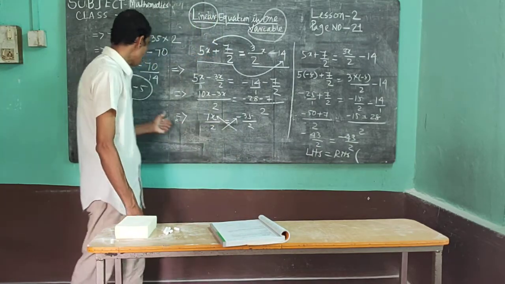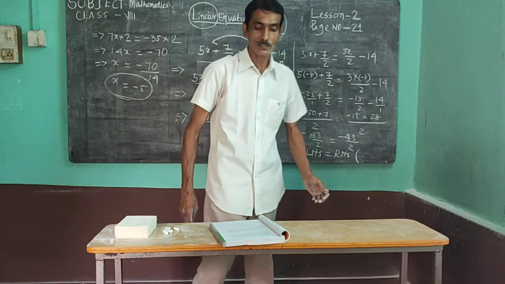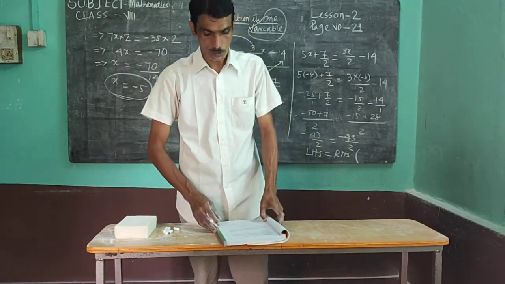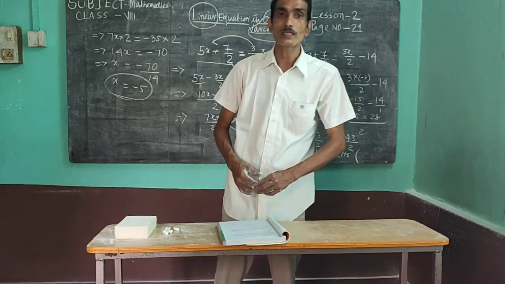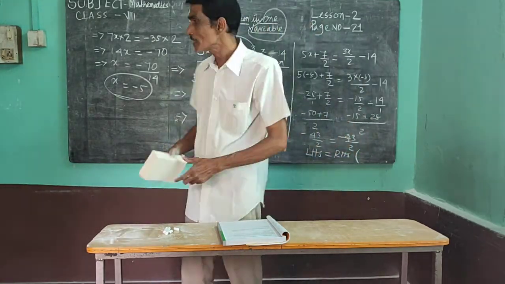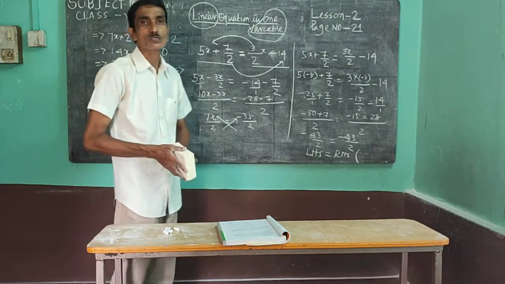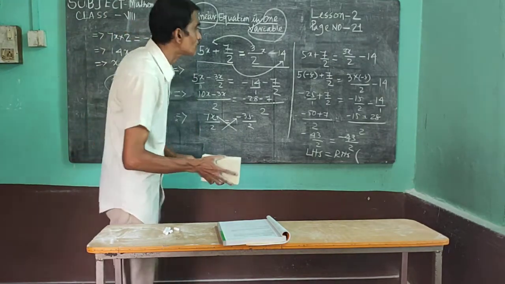So if you are getting an answer, whether it is right or wrong, you can verify it with the given question. This is how the linear equation in one variable can be solved. In the second part, how to apply this linear equation, meaning situational math or some word problems, we will solve.